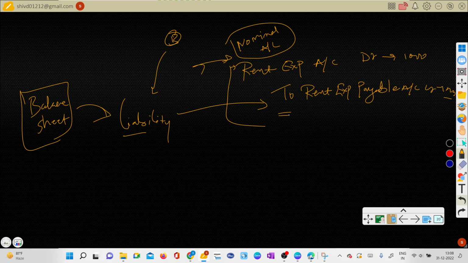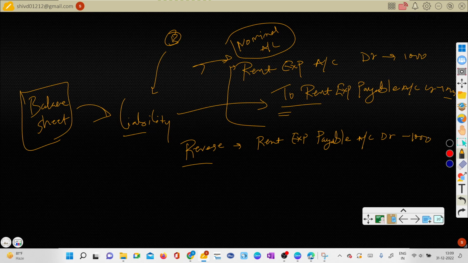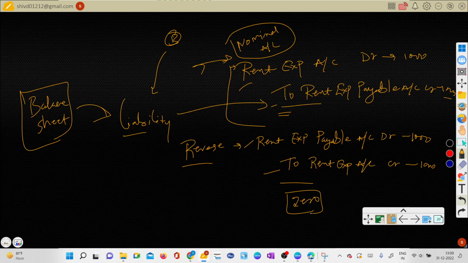How will you reverse it? Write it down if you want. Reverse procedure. Rent expense payable account debit 1000 to rent expense account. So this will debit, credit will be 0. So you might have questions about what if we directly delete the record.